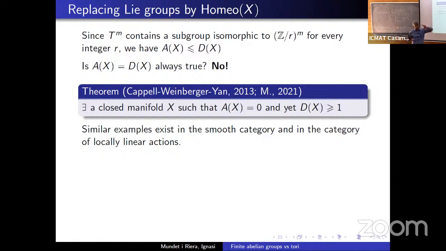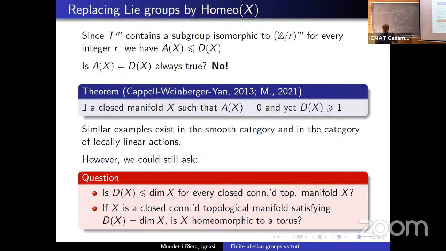You can take a smooth torus and make a connected sum with an exotic sphere, and this connected sum has D of x equal to the dimension of the torus, so it has many finite group actions. But there is a theorem by Bourgeois that says that there is no circle action on that manifold.